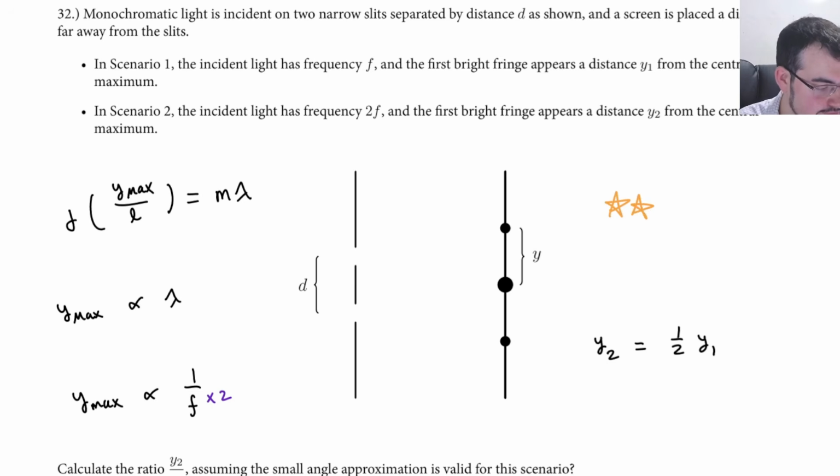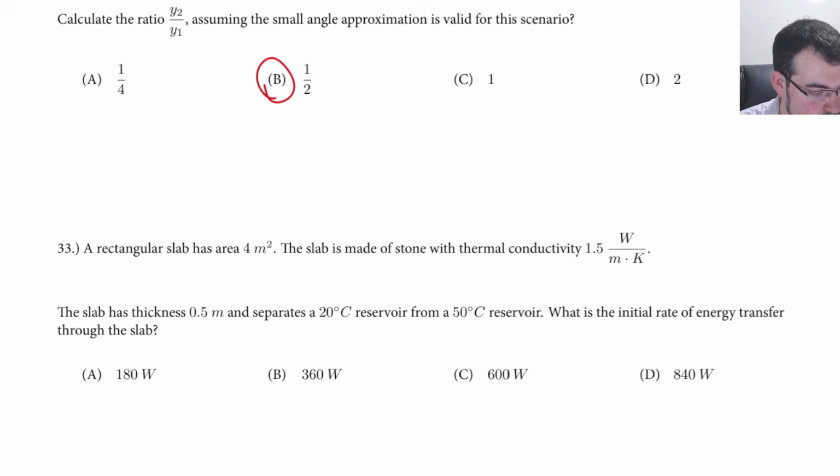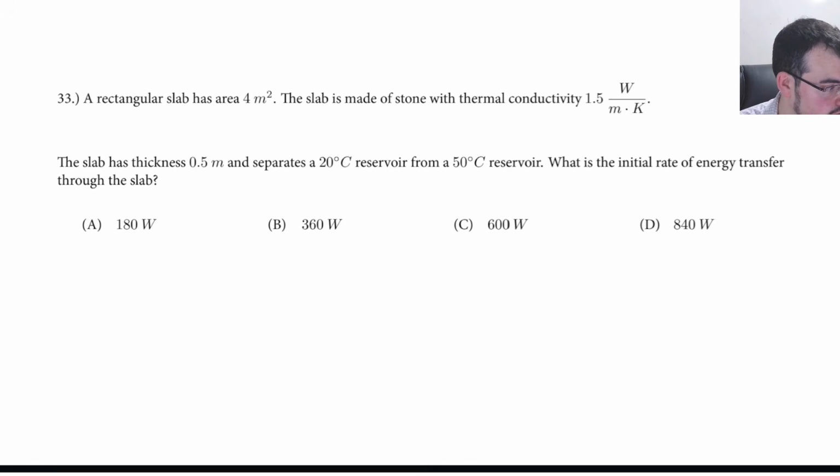Level 2. Plug and chug thermo. Rectangular slab, we get its area, we have its thermal conductivity. Anytime you see conductivity, you know it's this expression that says energy per time is equal to, look at me, I don't even know my formulas, k A delta T divided by L.